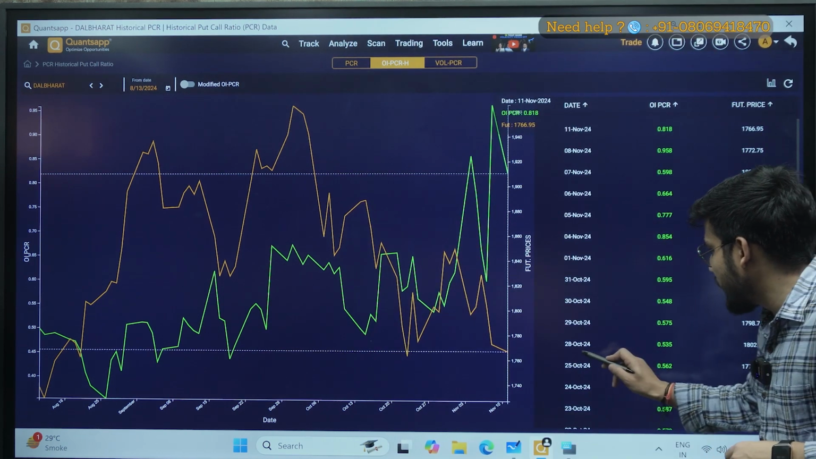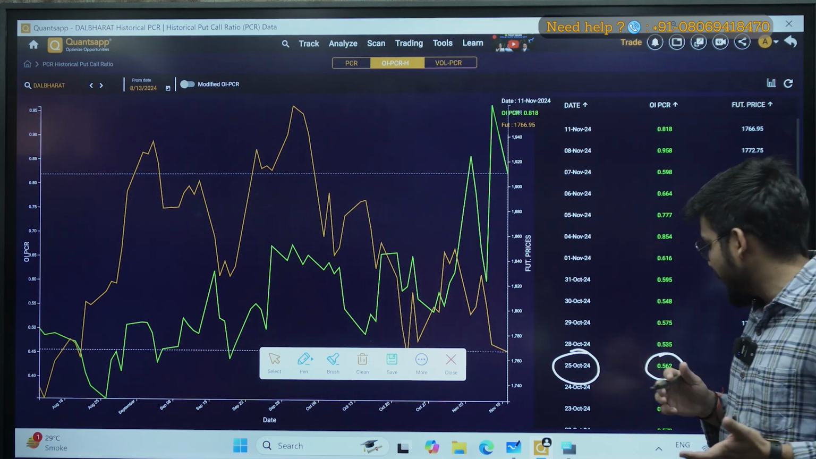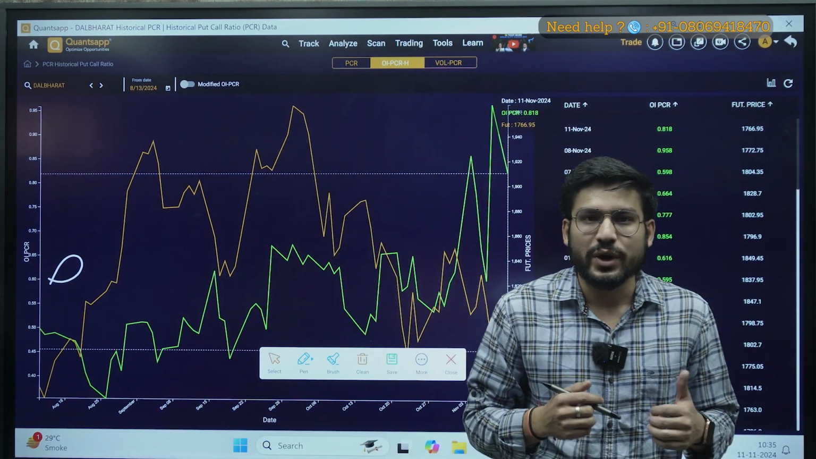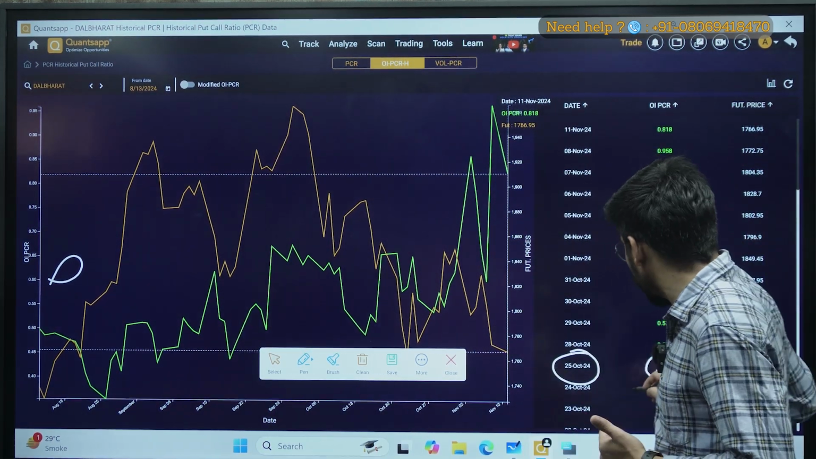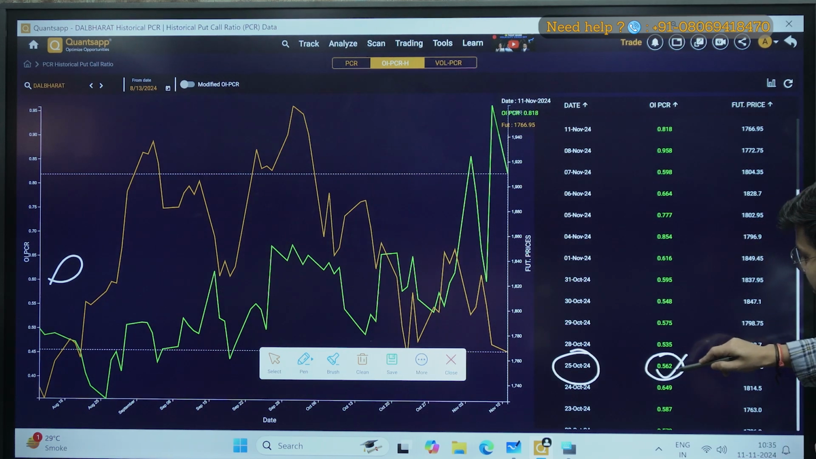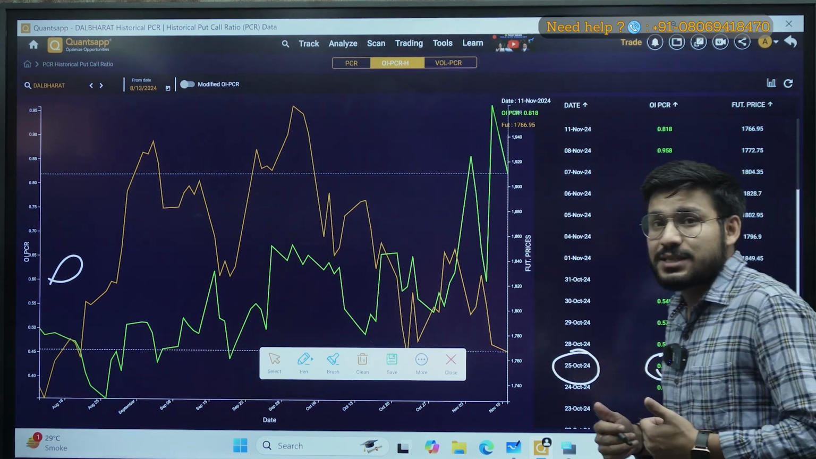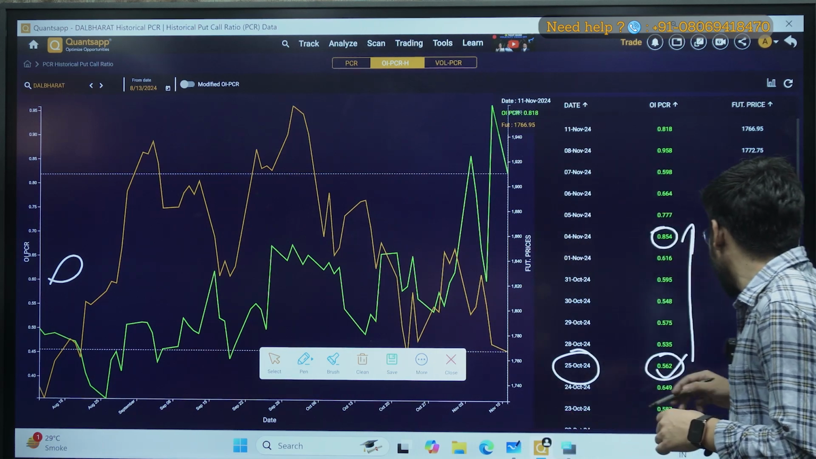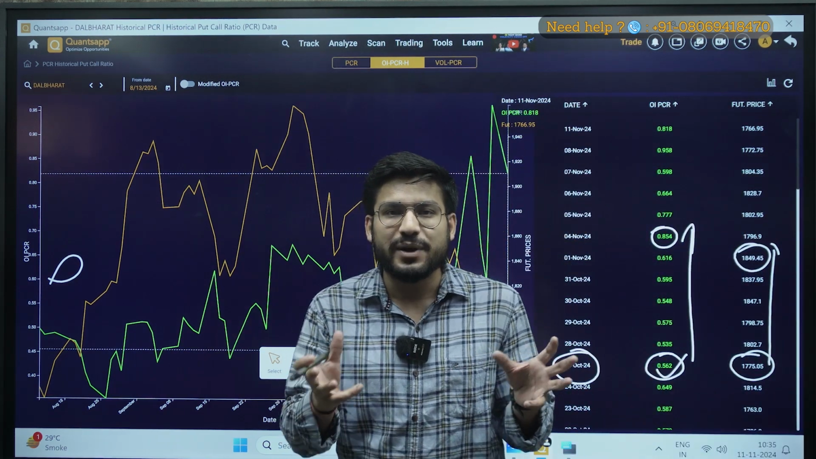Here I can see on the 25th of October 2024, the PCR was 0.562. We have already analyzed the range of 0.60 for oversold, so the PCR is lower than that. It means the market will now go up. From 0.562, you can see my PCR increased to 0.8. And because the price and the PCR are related to each other, you can see the price also increased from 1775 to 1849. So this is the correlation between the PCR and the price.